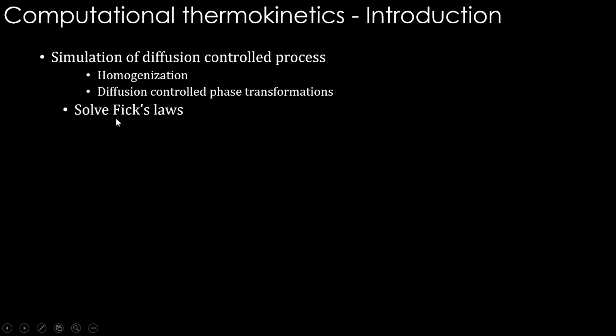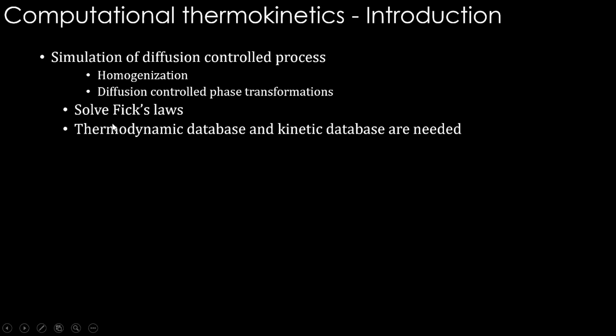So in these cases, what we have to do is solve Fick's laws. We have talked about it with an example of carburization in the previous class, and the same thing needs to be done here as well. So if we have to solve Fick's laws, we need to know the mobility information, that is the kinetic database. We need that, and we also need the thermodynamic database. Hopefully you can see why it is required, because there is a thermodynamic driving force for these diffusion controlled processes. So we need to take that also into consideration. So both the databases are required.